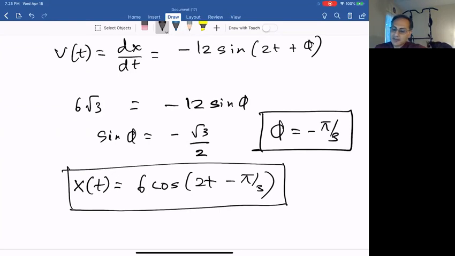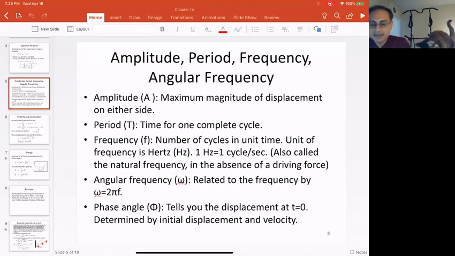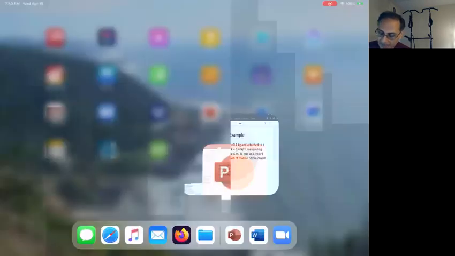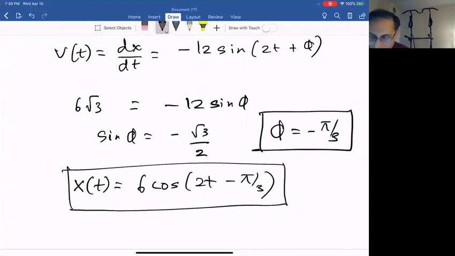Now, there is one thing that I wanted to point out here. If you look at the PowerPoint, when we discussed the phase angle, I told you that the phase angle phi is determined by both the initial displacement and the initial velocity. Which means both the displacement and the velocity at t equals 0 determine the value of phi. And that is exactly what we saw in the example that we just did. To determine phi, we needed both the position of the mass and the velocity of the mass at t equals 0.